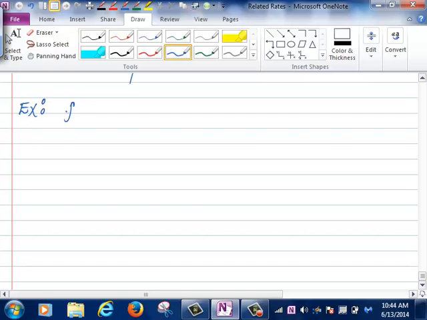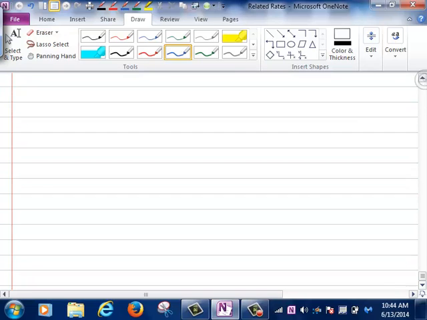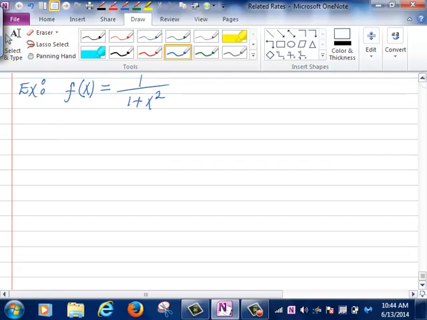Suppose that I have the function f of x, and the function f of x looks like 1 over 1 plus x squared. Okay, so in this case again the same question, find the critical points. So in order to find the critical points, what do I have to do? I have to find the derivative first.